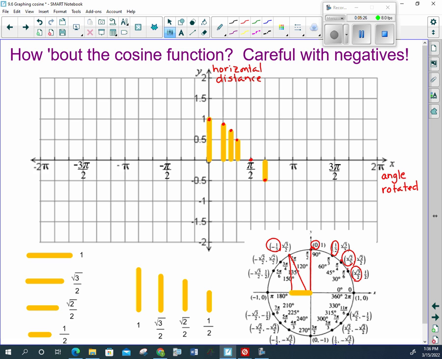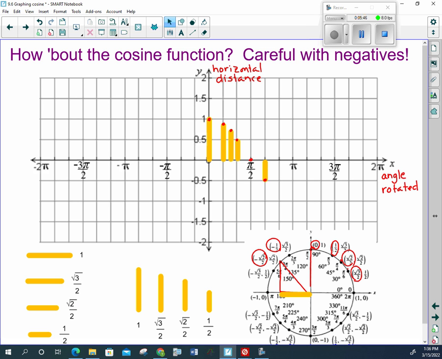Okay, and we're going to rotate around to 135 degrees, or 3 pi over 4. And so that's going to be right here. Here's our reference triangle. We're looking for that horizontal distance. We know that's going to be the square root of 2 over 2. Let's just check it out. There it is right there.